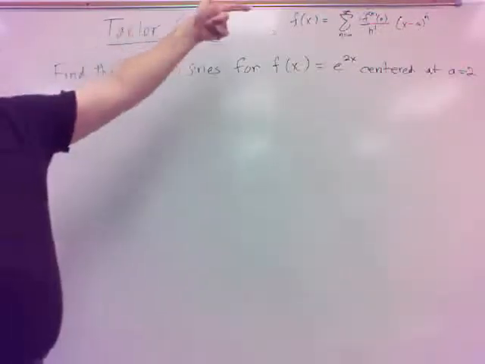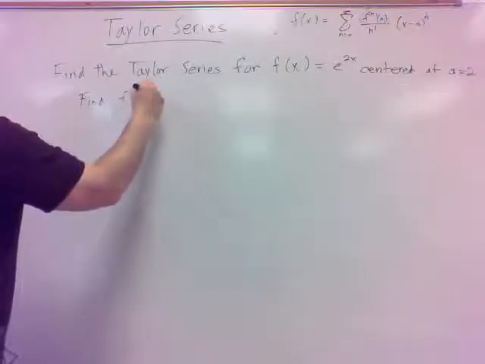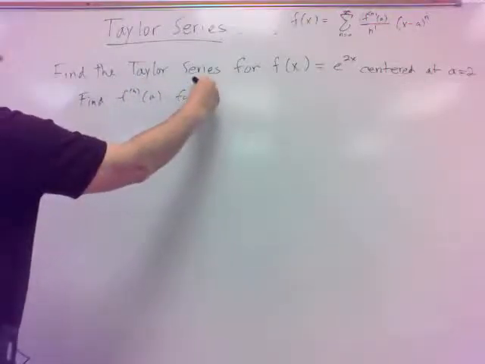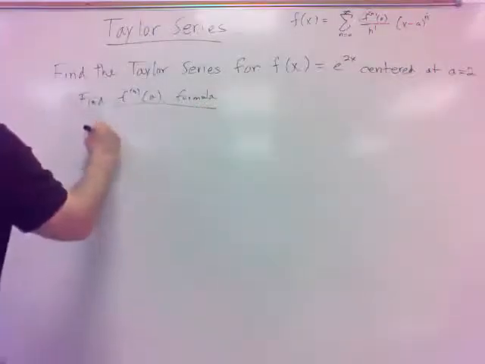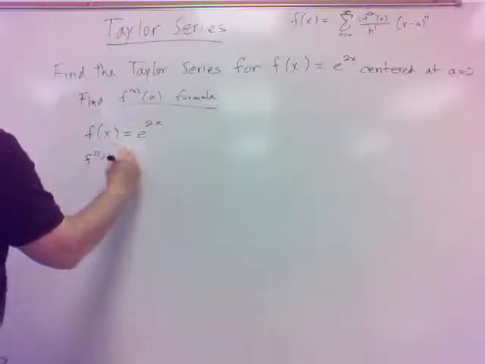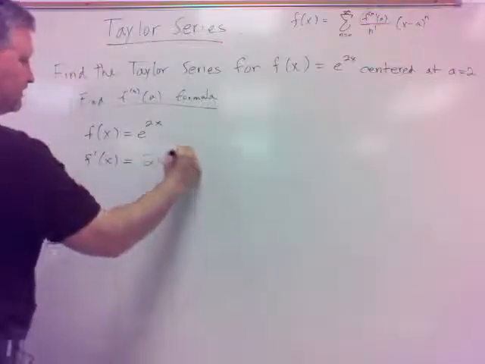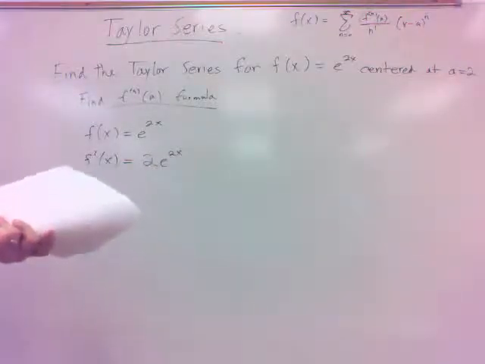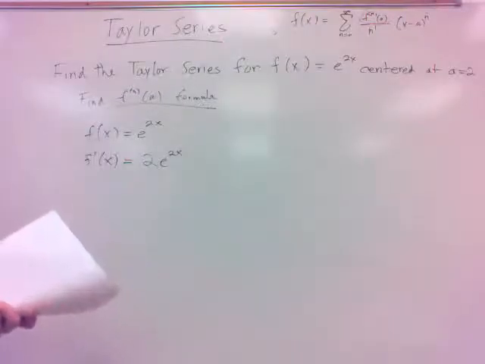So step one is find that nth derivative formula. All right, so my function is e to the 2x. What's the first derivative? What's the derivative of e to the 2x? Chain rule? 2e to the 2x, okay? Because the derivative of e to a power is just e to the power. Where's the 2 come from? The derivative of 2x, right? With me?